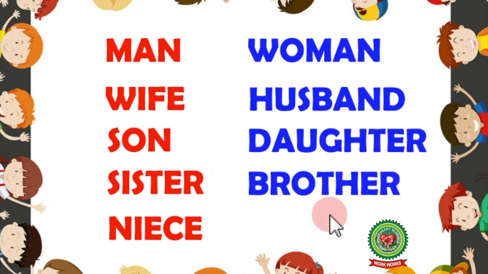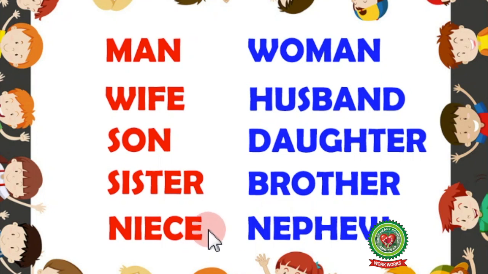Sister, brother. B-R-O-T-H-E-R, brother. Niece, nephew. N-E-P-H-E-W, nephew. Let's revise it once again. Man, woman. Wife, husband. Son, daughter. Sister, brother. Niece, nephew. All these are the name of persons whom we met in our daily life.